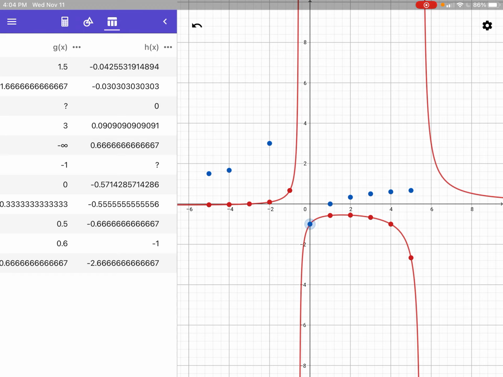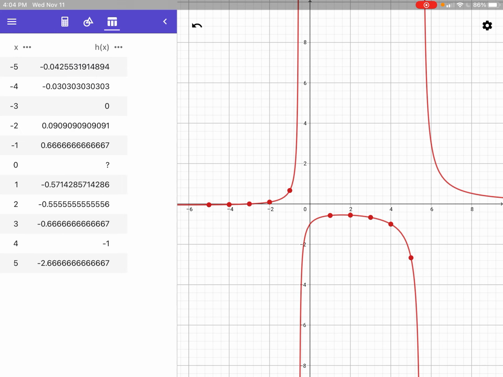Oh, I'm seeing g of x and h of x. Oh, figured out how to remove those points too. There we go. That looks a little better. Now I can really see what's going on.